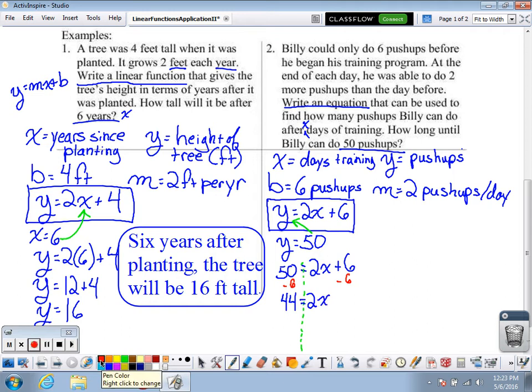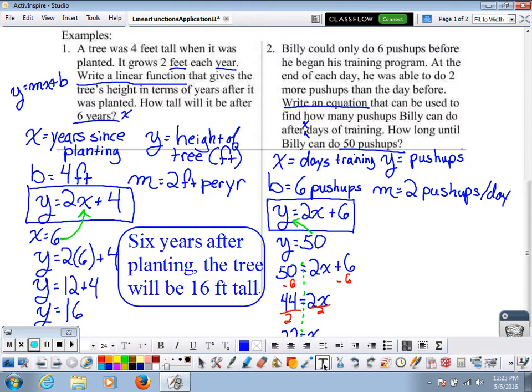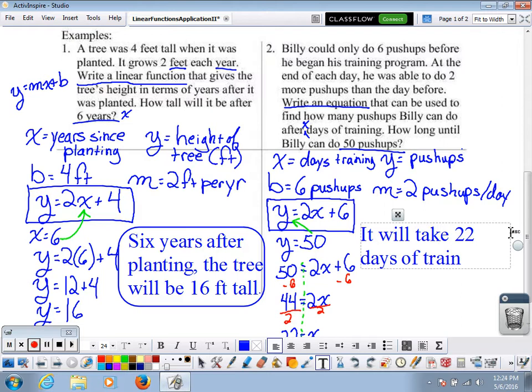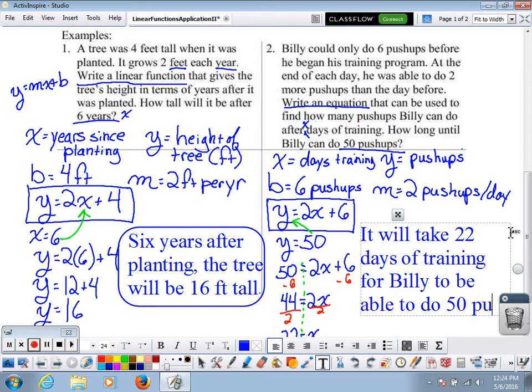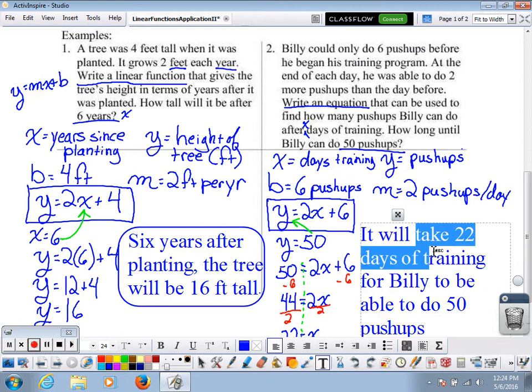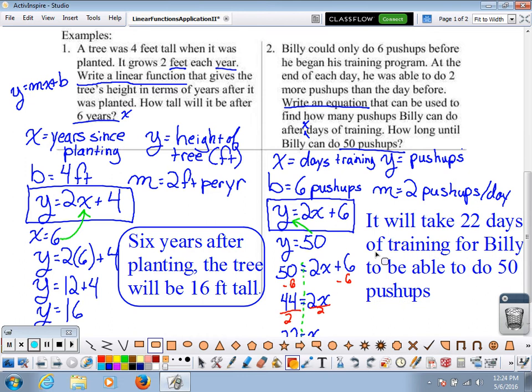Okay? And then, Callie, what now? Divide both sides by 2. And what do we get? 22 equals x. Now, the question was asked with a complete sentence, so we should answer it with a complete sentence. And we should put both x and y into our answer. So they want to know how long until Billy can do 50 push-ups. It will take 22 days of training for Billy to be able to do 50 push-ups.